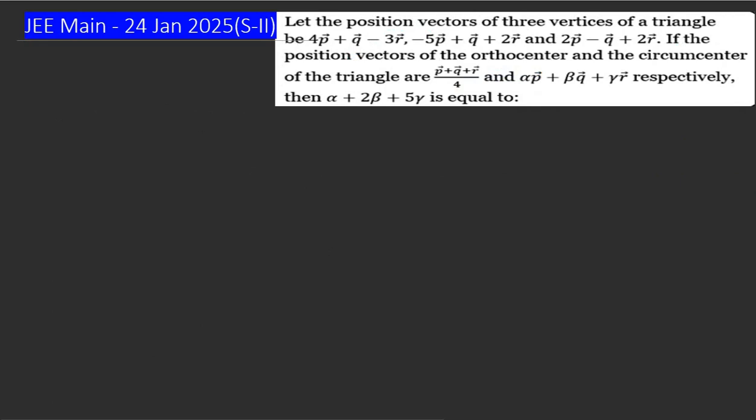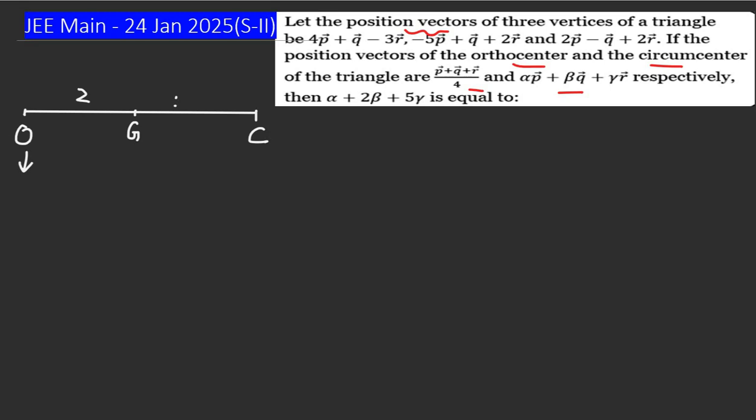The next question is a very simple question. The position vectors of 3 vertices of the triangle are given, and the position vectors of the orthocenter and the circumcenter of the triangle are given respectively. Find the value of alpha plus 2 beta plus 5 gamma. What is given is the ratio 2:1, where O denotes the orthocenter and C denotes the circumcenter.